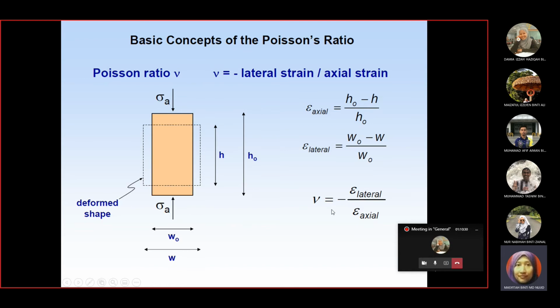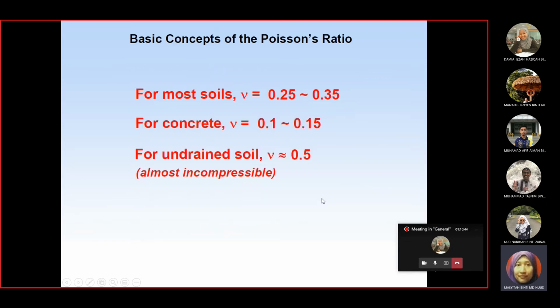Of course yes, because when we apply loading, it will undergo deformations. So deformation in the axial direction, deformation in the lateral direction. How do we relate axial deformation with lateral? We can connect them using one parameter, which is the Poisson ratio.